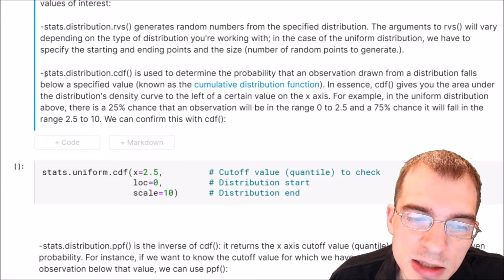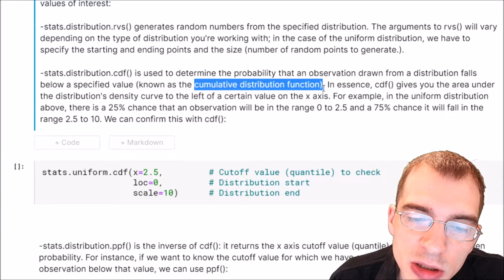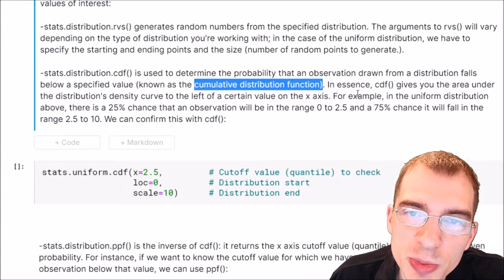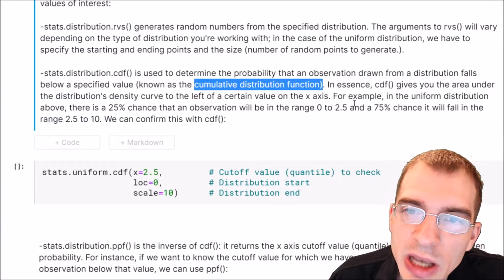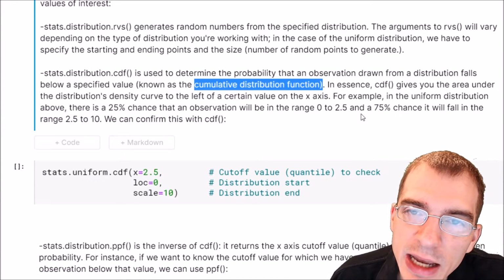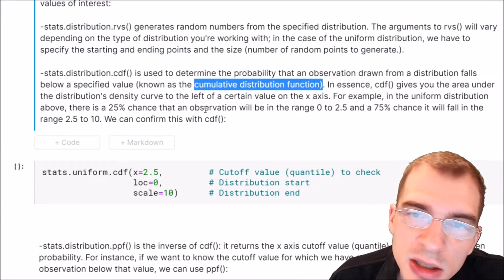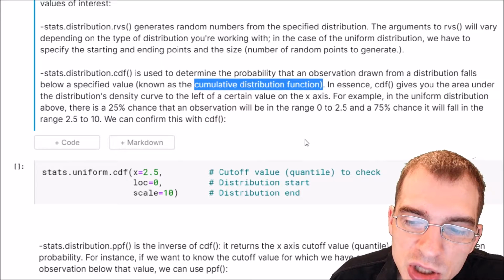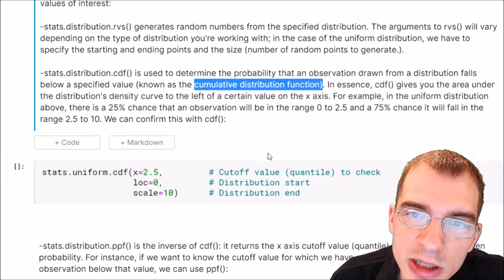There's also stats.distribution.cdf. The CDF, or cumulative distribution function, is used to find the probability that an observation drawn from the distribution falls below a specified value. Basically, the CDF gives you the area under the distribution's density curve up to a certain value on the x-axis. For example, with the uniform distribution we made above, there would be a 25% chance that we would see an observation between the range of 0 and 2.5. And a 75% chance it would fall between the range of 2.5 and 10 because of the way we constructed the distribution on the range from 0 to 10.